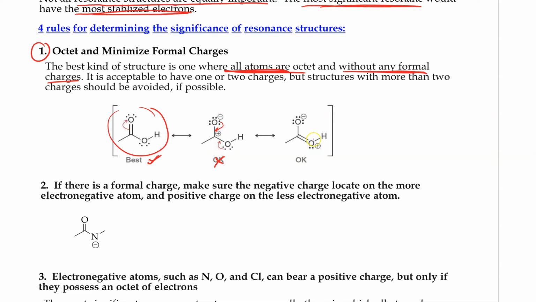And this one right here also has 2 formal charges on it. This oxygen is negative and this oxygen is positive. And again, this is not preferred because we have 2 atoms carrying the formal charges.